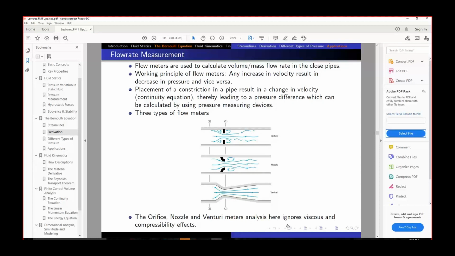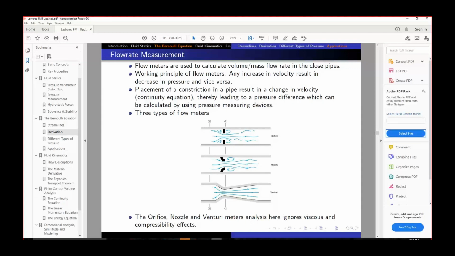And they ignore the viscous effects and the compressibility effects. There are no viscous effects involved in Venturi meter, nozzle meter, or the orifice meter, and there is no compressibility involved. The flow is incompressible and inviscid. Okay. Is it clear? Yes, sir.